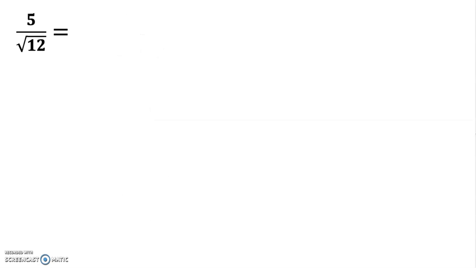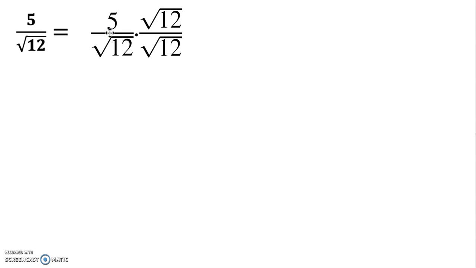All right, last one. 5 over root 12. There's actually a couple ways to do this one, and we're going to do it both ways. The first way is just rationalize like normal. Take the square root of 12 over the square root of 12, multiply by it, and we get 5 root 12 over 12. I got the 12 on bottom from the square root of 144.